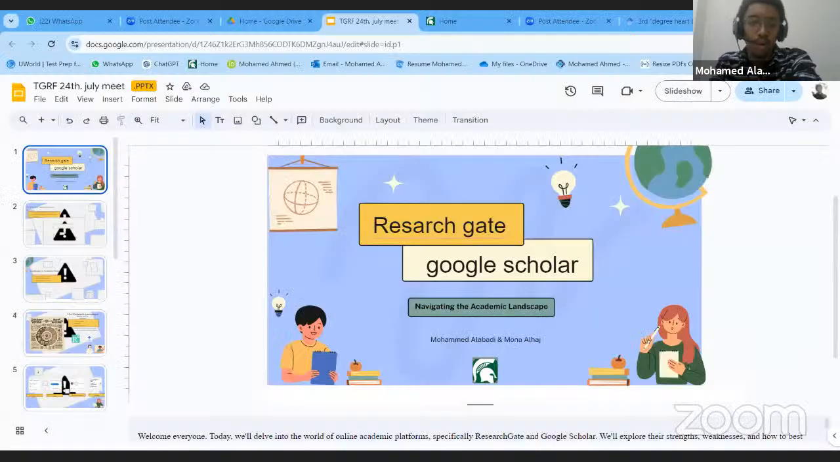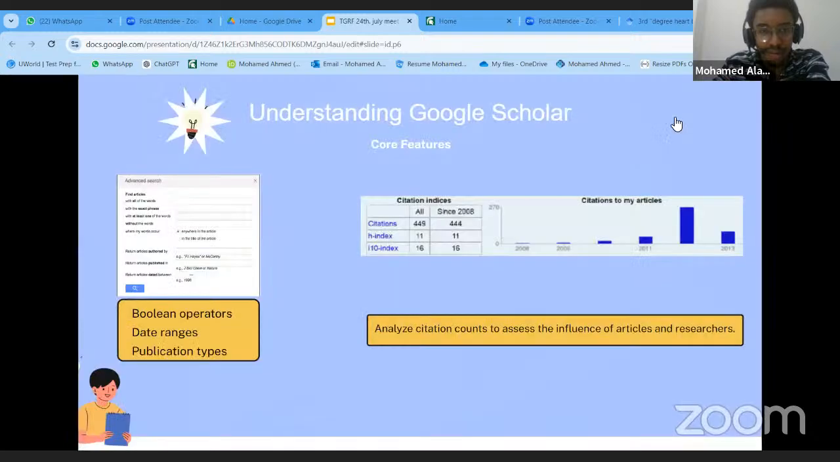I will go ahead and pick up on what Dr. Mona was describing regarding the overlapping functionalities between Google Scholar and ResearchGate. But firstly, I want to give you a brief talk about Google Scholar, sorry. Unlike ResearchGate, Google Scholar focuses mainly on academic content. I'm sorry, the screen is still loading. Yeah. So it basically focuses on academic content.